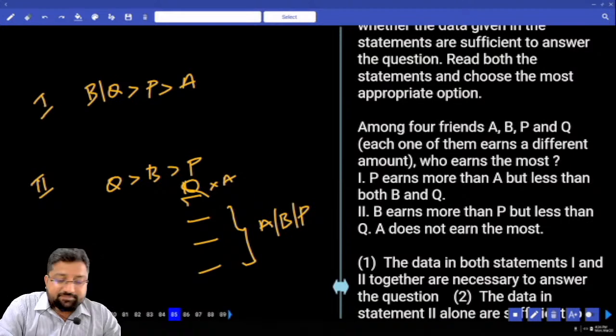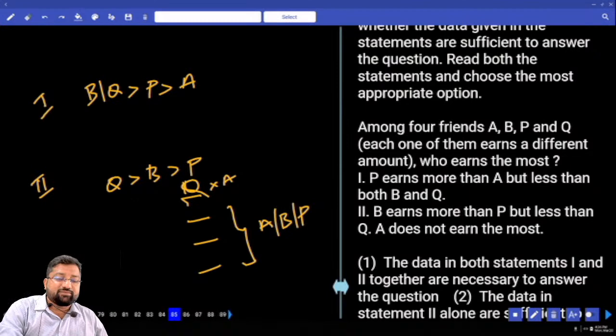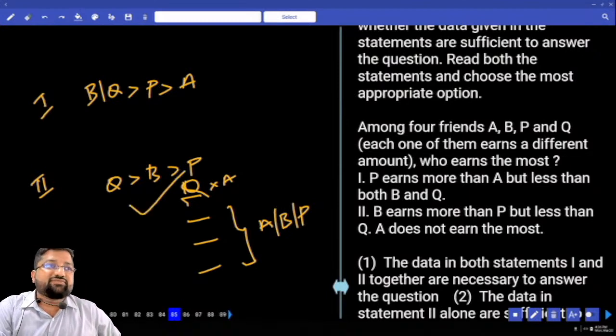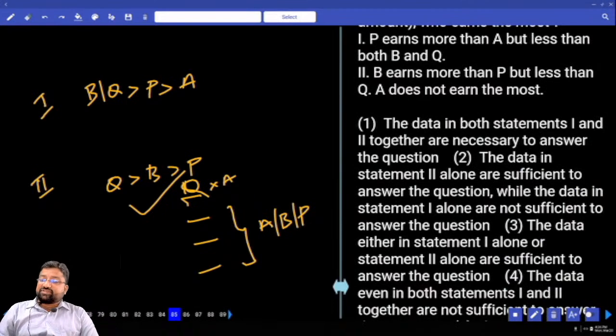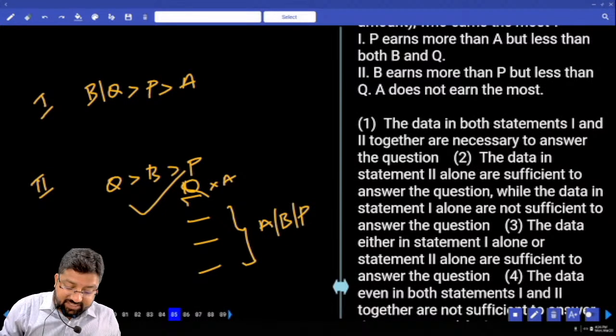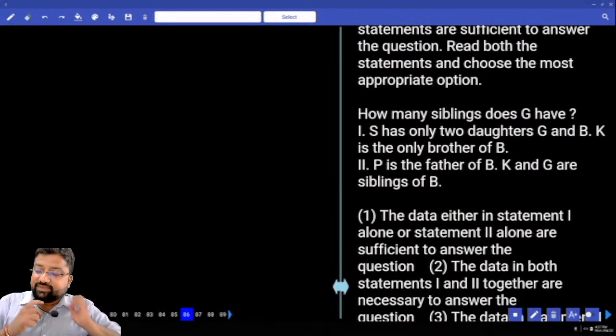Understood? So what's the answer? But the question is on who earns the most. Who is earning the most? Q. Did I get the answer from 2 alone? Yes. So data in statement 2 alone is sufficient to answer the question. Which option is my answer? Second option. Clear?